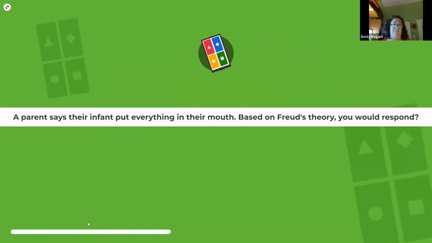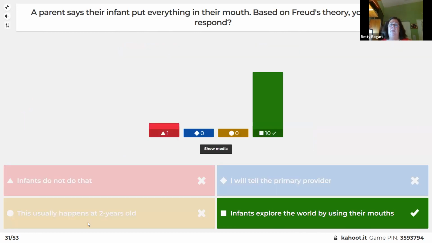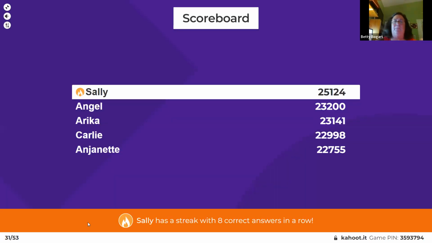A parent says the infant puts everything in the mouth. Based on Freud's theory, how would you respond? Why, according to Freud, do infants put everything in their mouth? They explore the world that way. This is the way they explore, and it's in their mouth. That's Freud, only oral things. And then we know Piaget talks about the touch, the texture, hard, cold, soft, in the mouth, and then moving it around. Slightly different, but very similar.